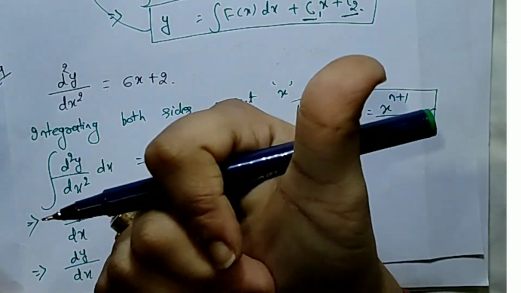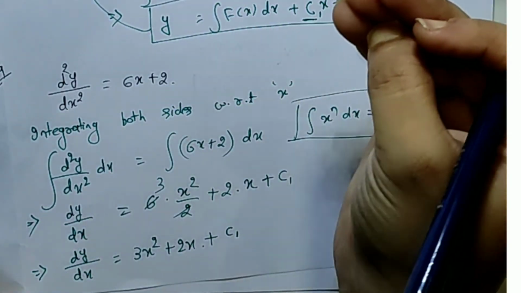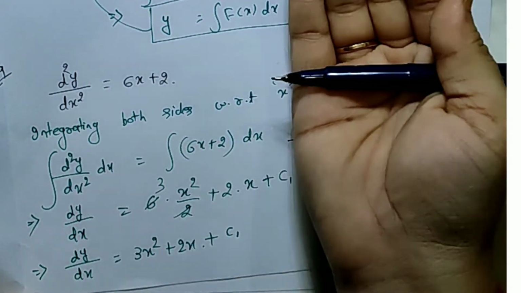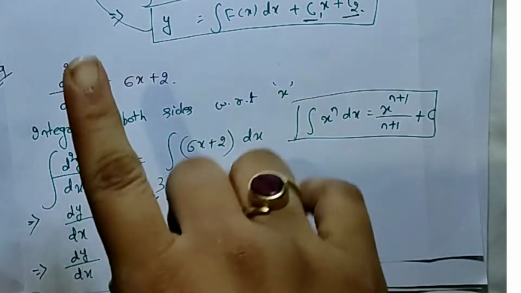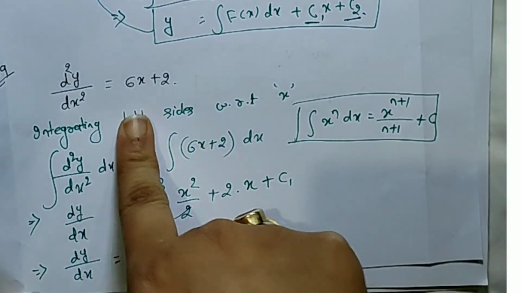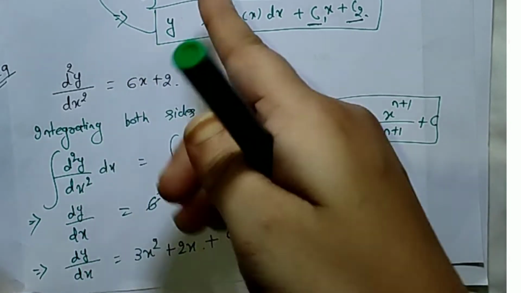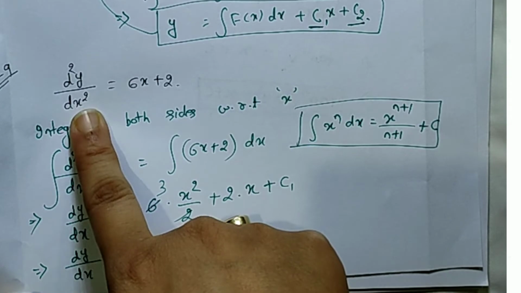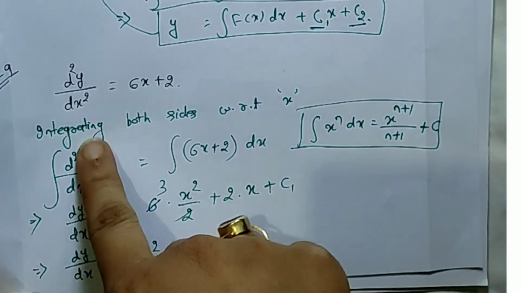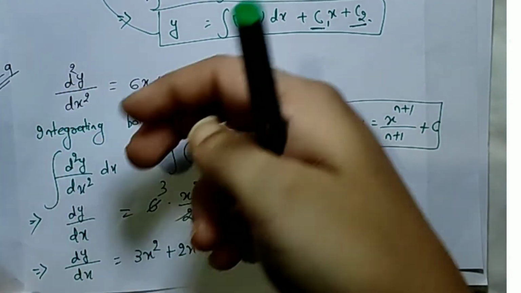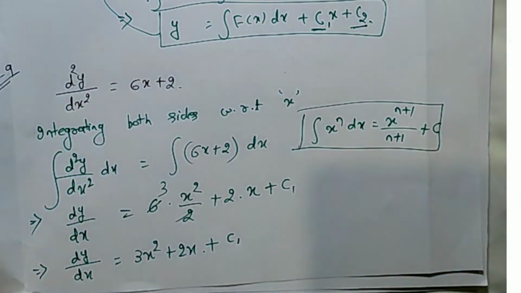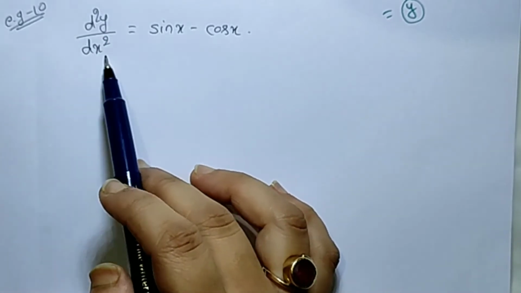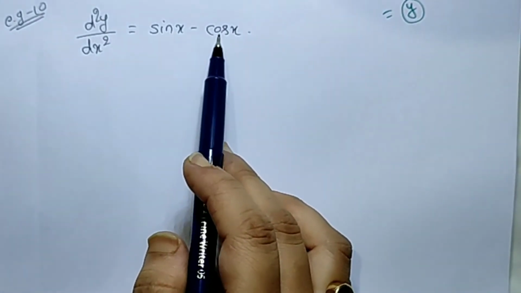In type 1, we have 3 methods: the variable separable method, or if only a function of x is given, or if only a function of y is given. But in case of a second order derivative, we have to do only the 2 times integration process, because d square y by dx square will be given and we need dy by dx. So we integrate this function 2 times. Clear? Now the next example is d square y by dx square is equal to sin x minus cos x.